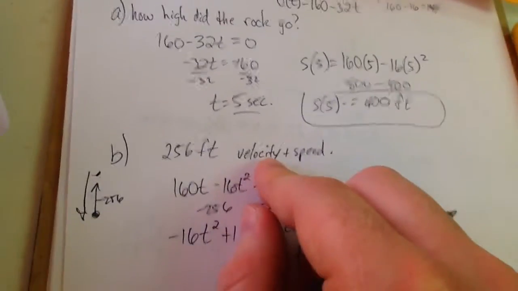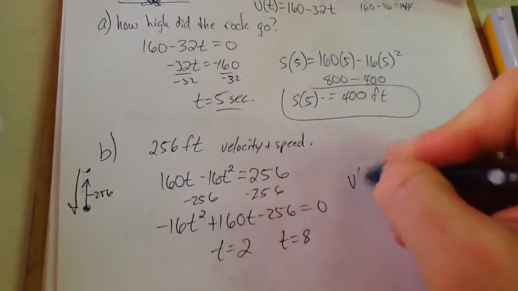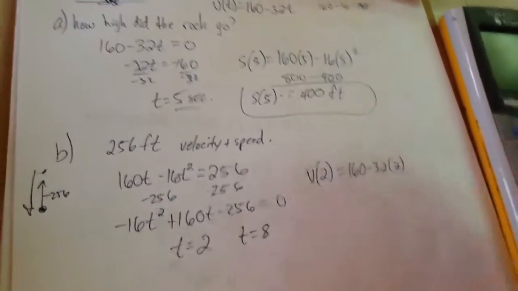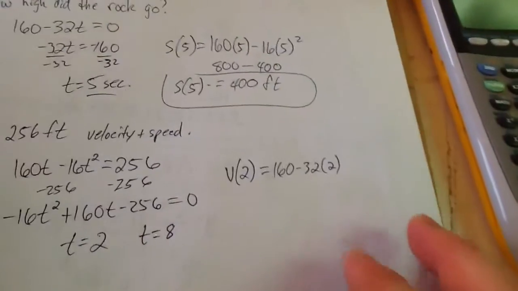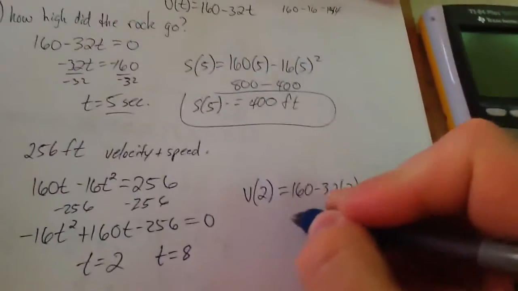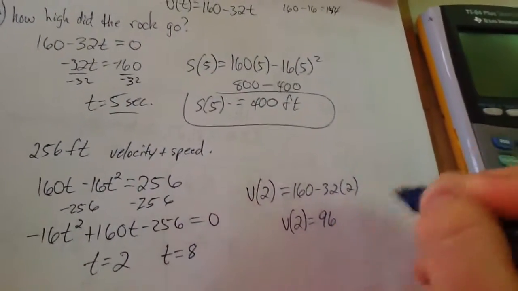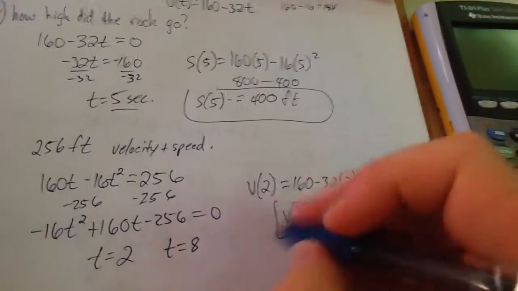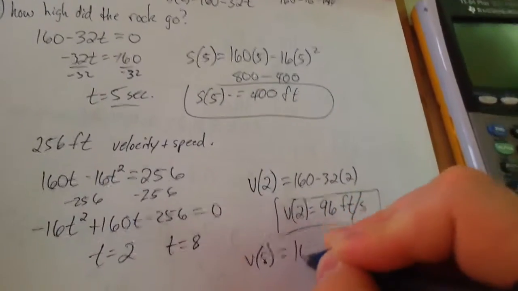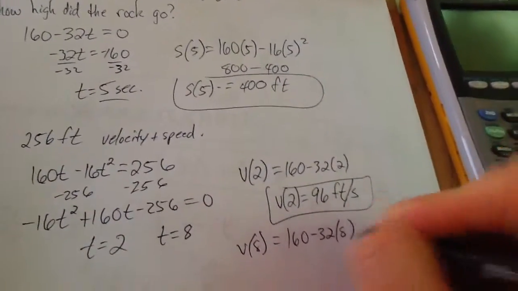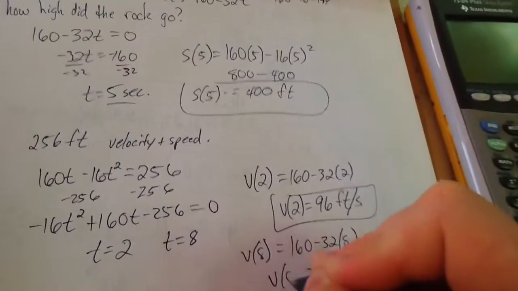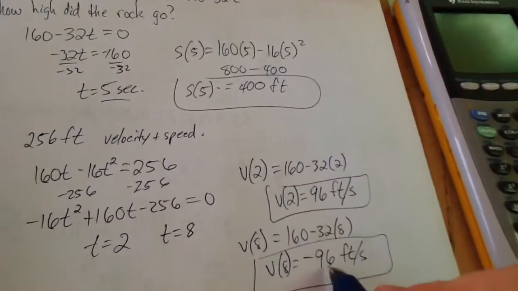But we wanted the velocity at those times. So now that we have the times, we just use our velocity function. Do v of 2, 160 minus 32 times 2. So what's that, 64? So 96. So it's 96 feet per second when it was passing there. And then we also do v of 8. So 160 minus 32 times 8, which is negative 96. That makes sense. On the way back down, the velocity is negative.